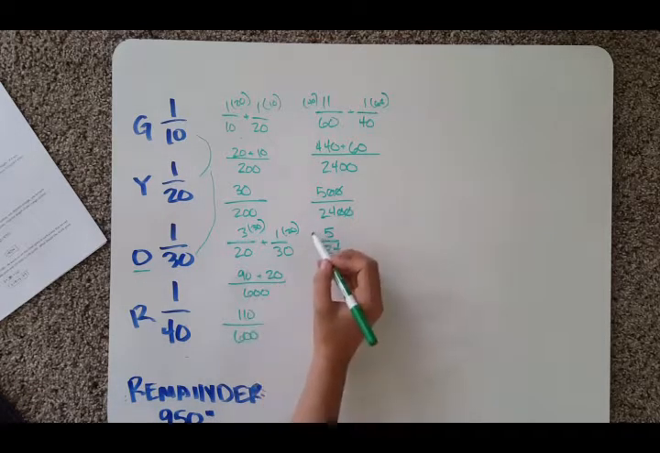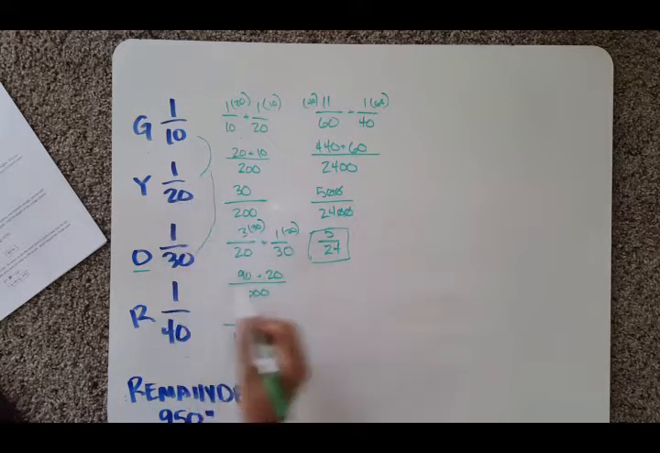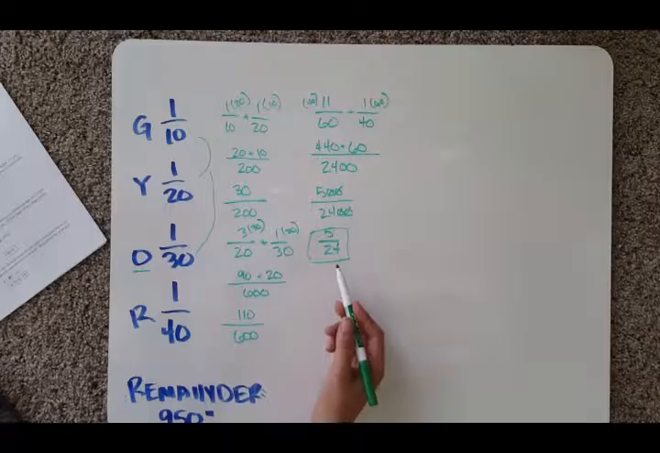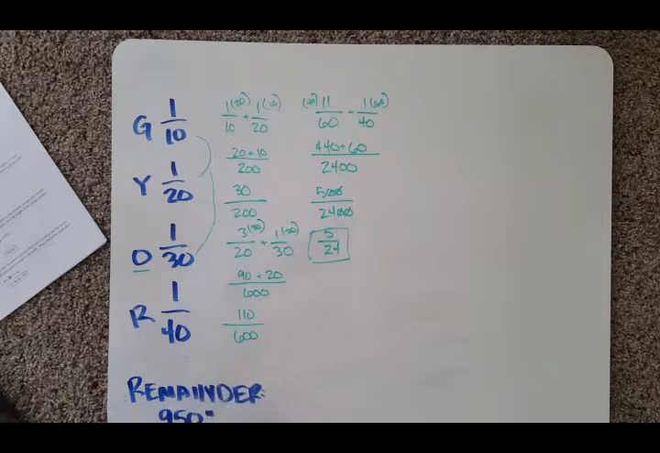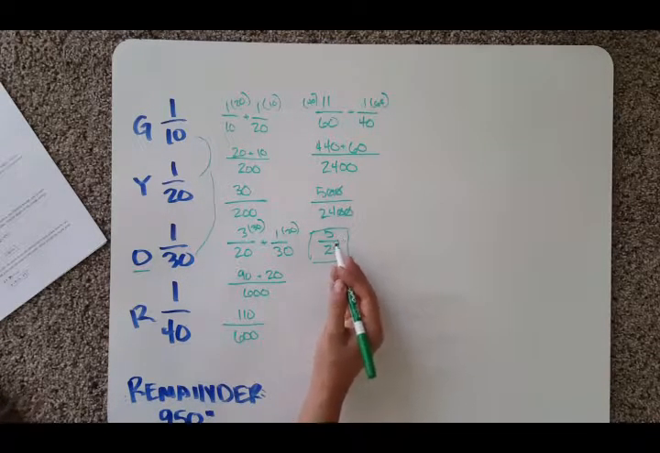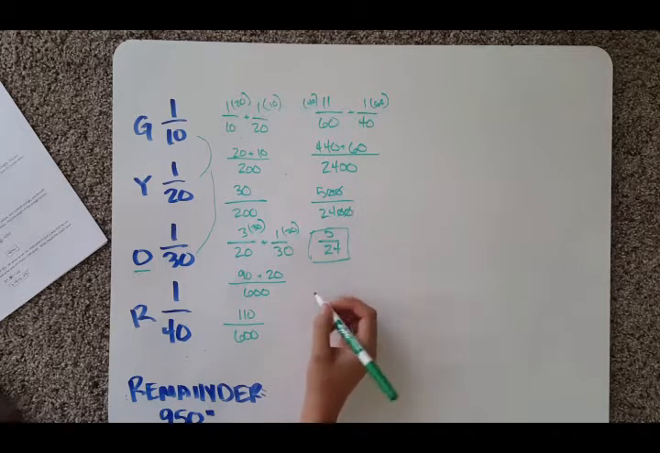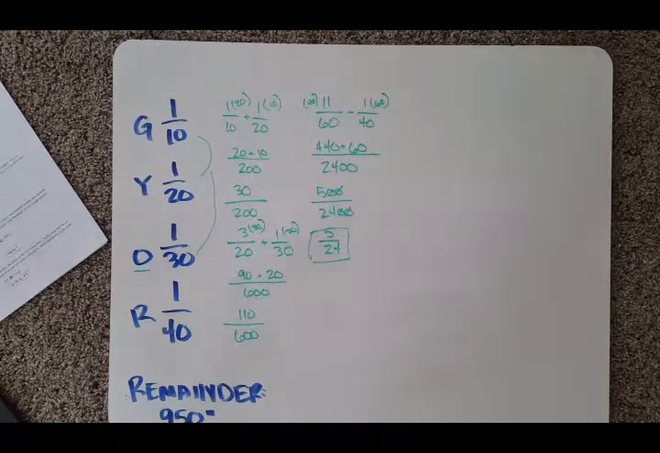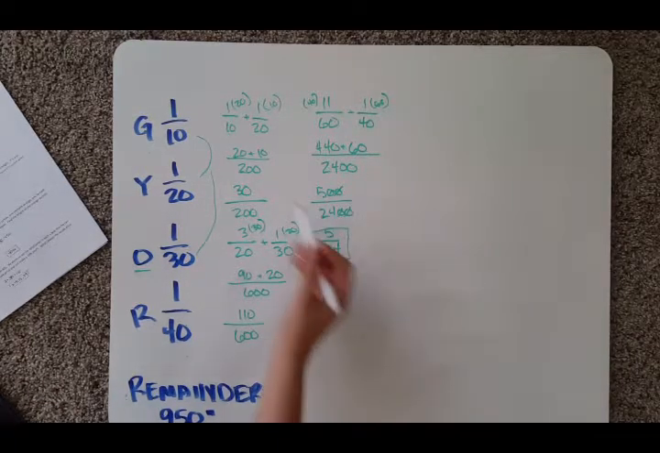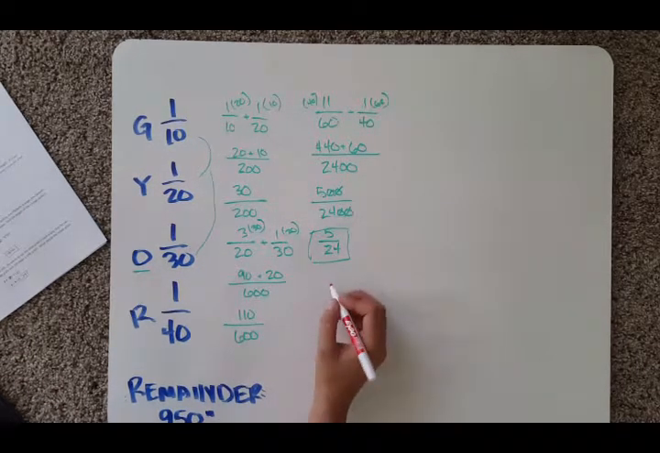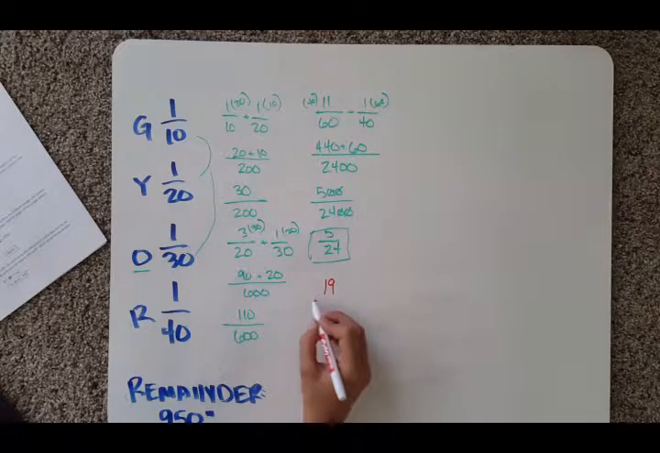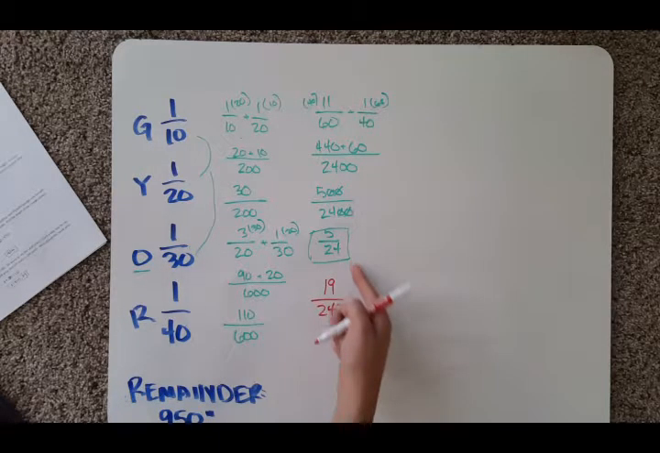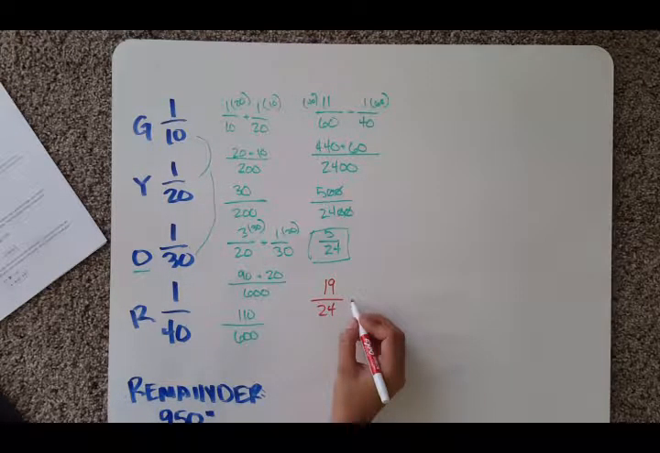So all these together make up 5 out of 24 parts of the string. The remainder of this is just the other part. So 24 minus 5 means that the remainder is made up of, let's change colors. So if all of this is 5 out of 24, then 19 out of 24 of it is made up of the remainder.